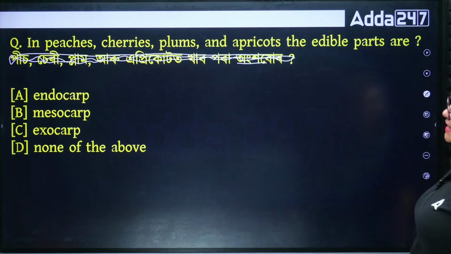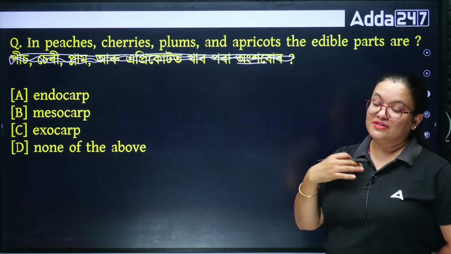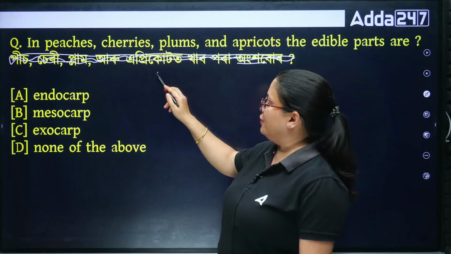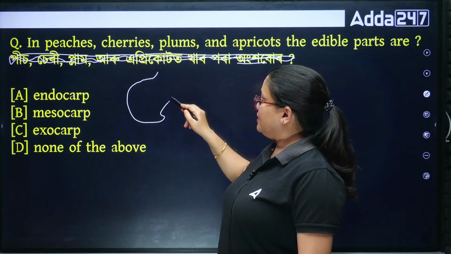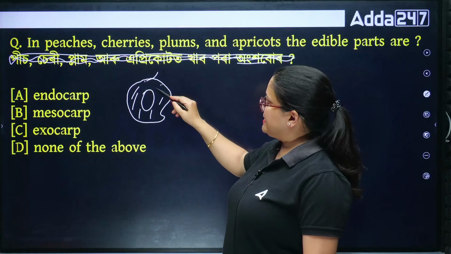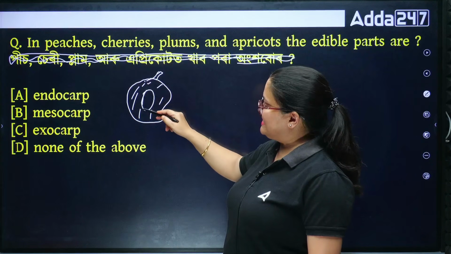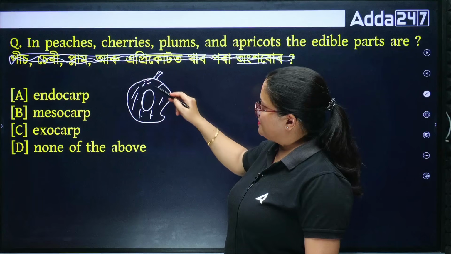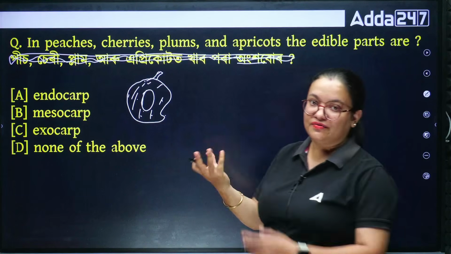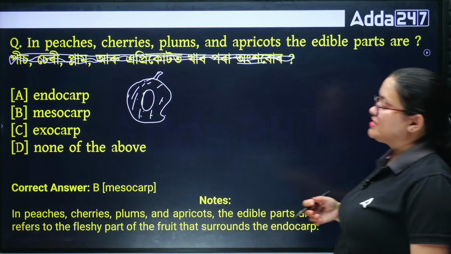So whenever we talk about peach, plum and apricot, what is the edible part? Think this is a mango. If this is a mango, we usually eat this part, right? So what is the name of this part? This is the stone part, while this is the seed part. We usually eat this part, while this is the upper layer which you usually don't eat. We cut off the outer layer. So the thing which we eat, the edible part, is known as mesocarp.